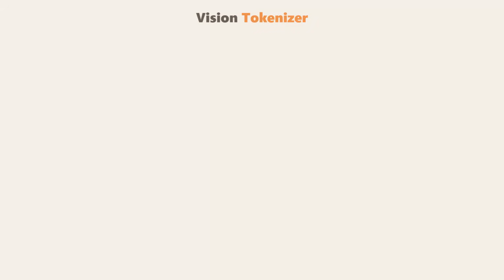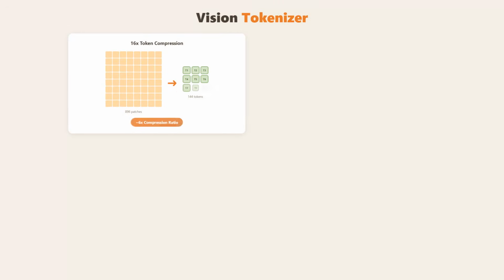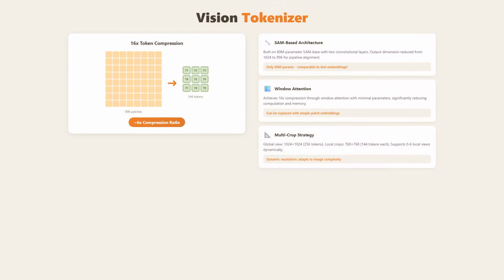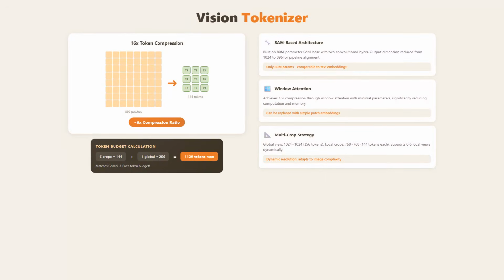The Vision Tokenizer is a critical component that determines how much information can be packed into a limited token budget. DeepSeek-OCR 2 achieves remarkable compression. For each image crop, the tokenizer takes 896 patches and compresses them down to just 144 tokens. That's roughly a 6x compression ratio, achieved through window attention with minimal parameters.